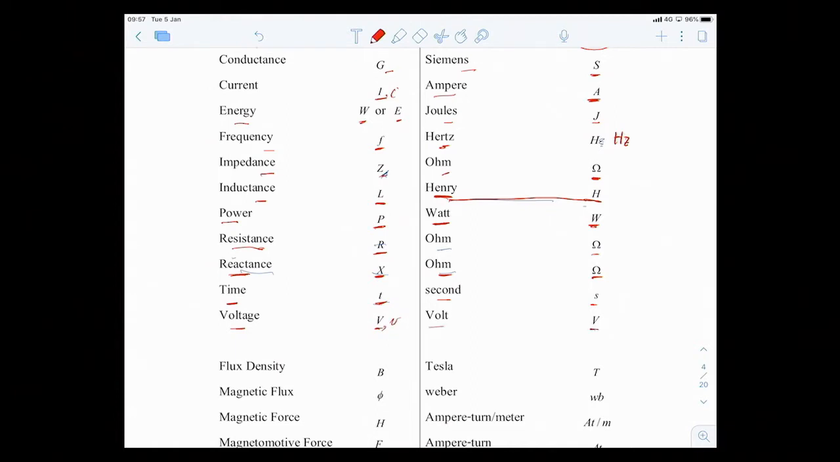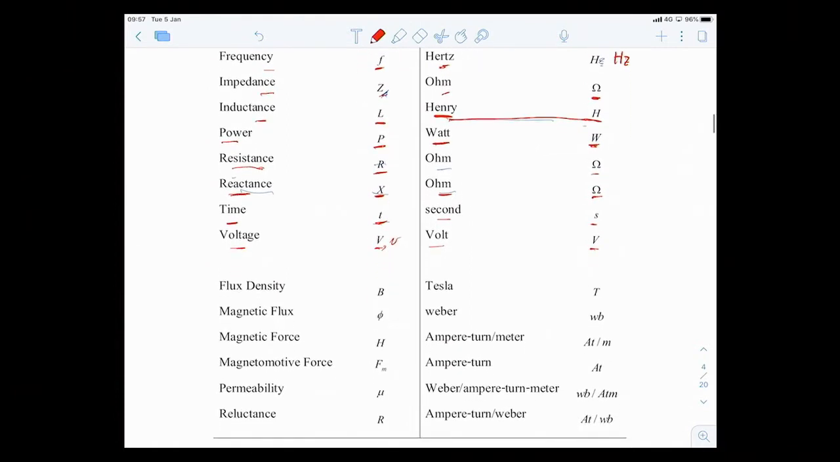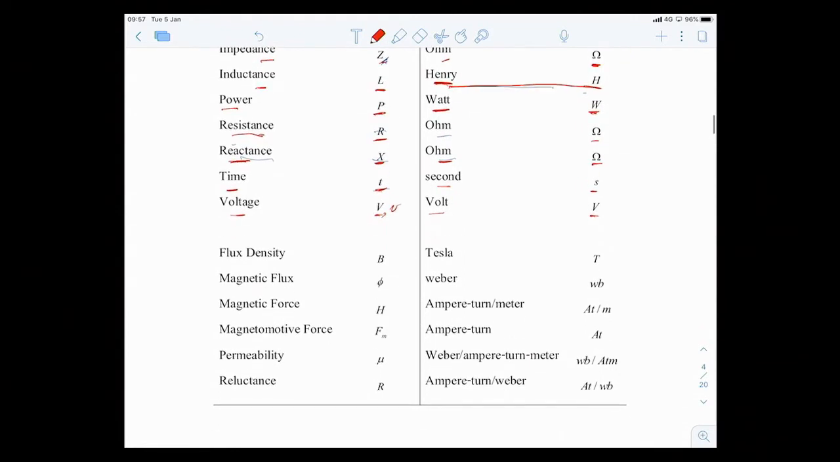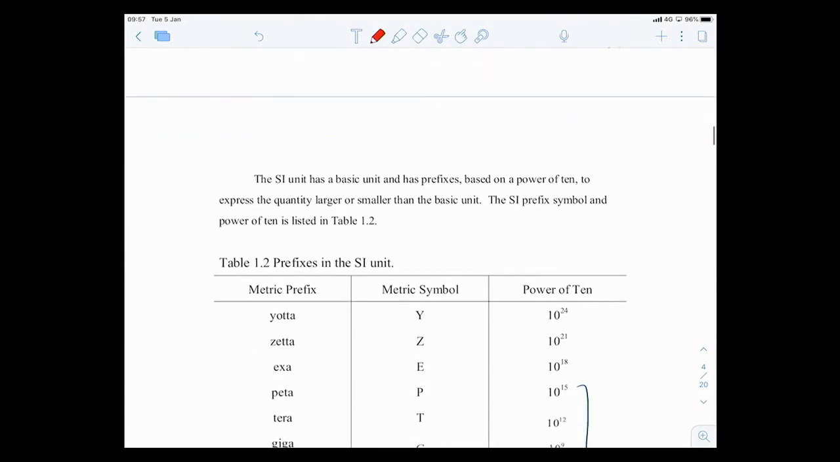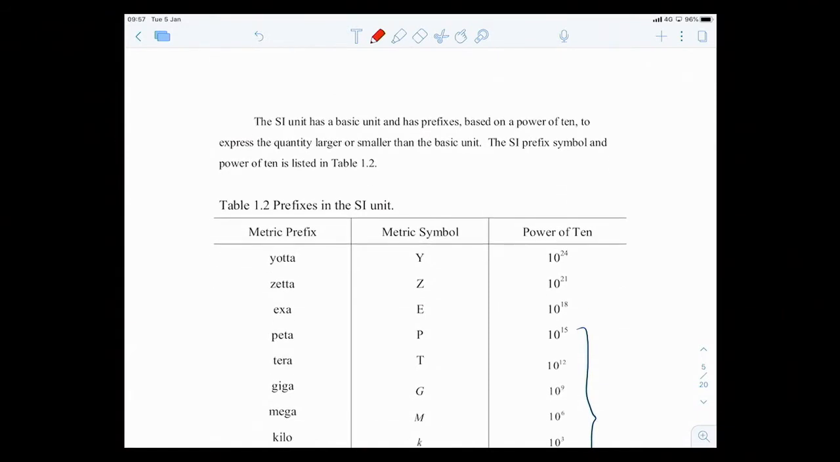Capital V. The flux density, magnetic flux, and magnetic force are not really used a lot in this course, so I'm going to skip those. If you go to electromagnetic field courses, you will see a lot of these names and symbols. Right now, the next thing to keep in mind is prefixes.